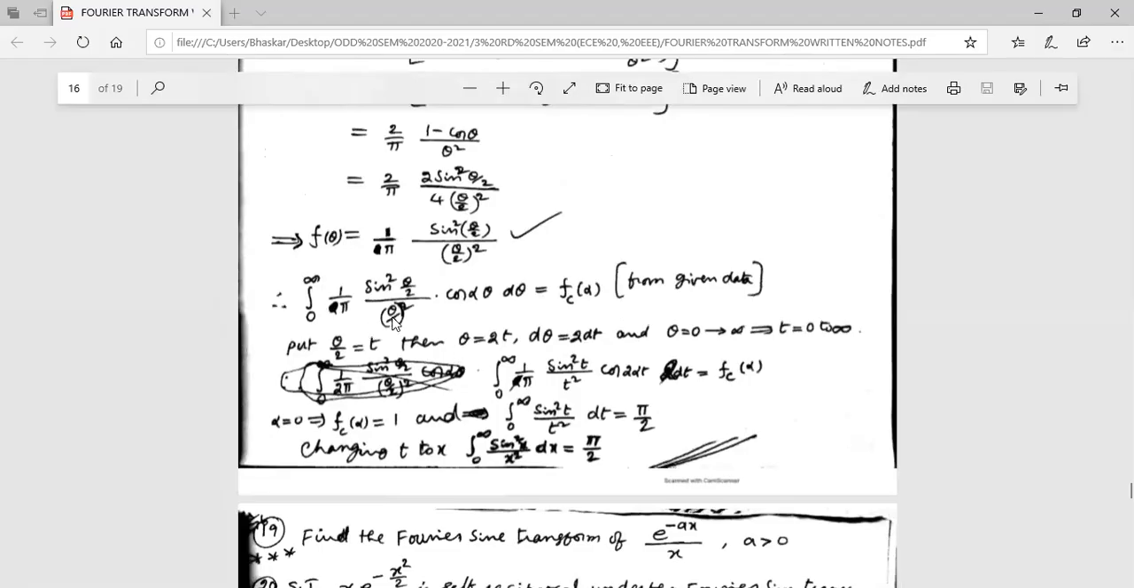Otherwise, with the help of the substitution method, we are going to solve it. Now let theta equal 2t, d theta becomes 2 dt, and theta varies from 0 to infinity as usual. Substituting and simplifying, we get the integral from 0 to infinity of sin square t by t square into dt, which becomes pi by 2. Changing t into x, we get the approximate result. The value becomes pi by 2. Right? Thank you all.